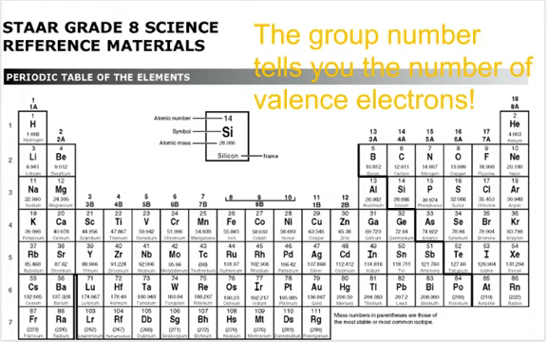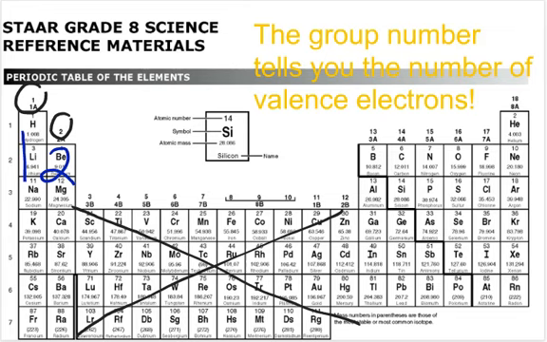Remember, look at the group number. That tells you how many valence electrons it has. For example, group 1 has 1. Group 2 has 2. Now, we don't worry about groups 3 through 12. Those are transition metals, and they don't like to follow the rules.